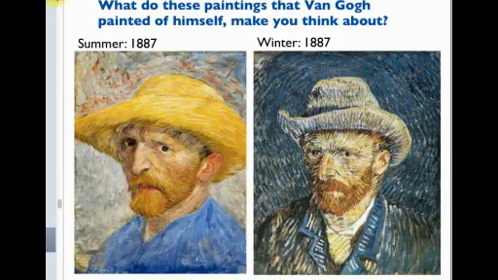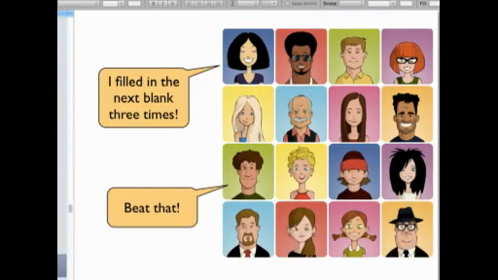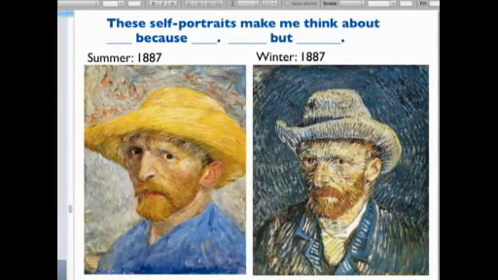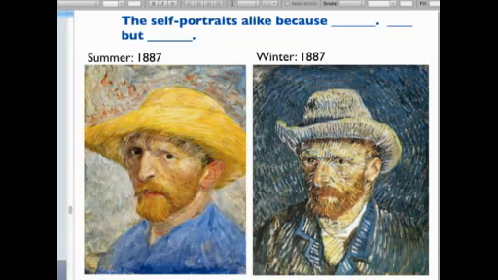What do these paintings that Van Gogh painted of himself make you think about? And in come the smarty pants college kids. I filled in the next blank 3 times. Beat that. These self-portraits make me think about blank because blank, but what's one way the self-portraits are alike? The self-portraits are alike because blank, but blank.